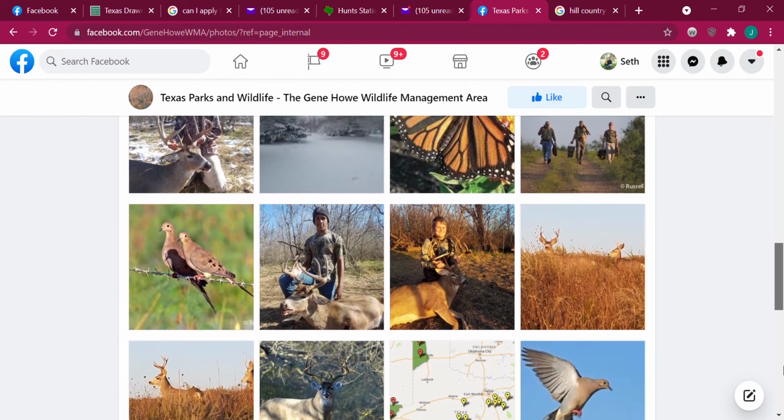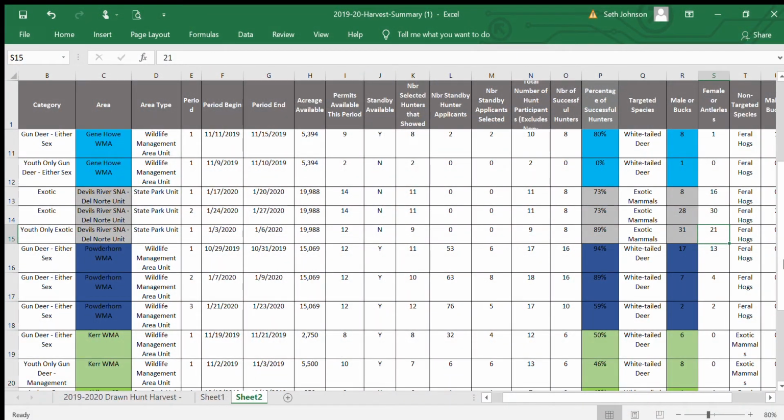Very cool to see. Number three, Devil's River. Now, this one has a little asterisk next to it because we're talking about primarily exotics. You can get a draw hunt application for Devil's River, which is way out in West Texas in Val Verde County, I believe. You can go out and hunt an exotic. Look at some of these success rates.